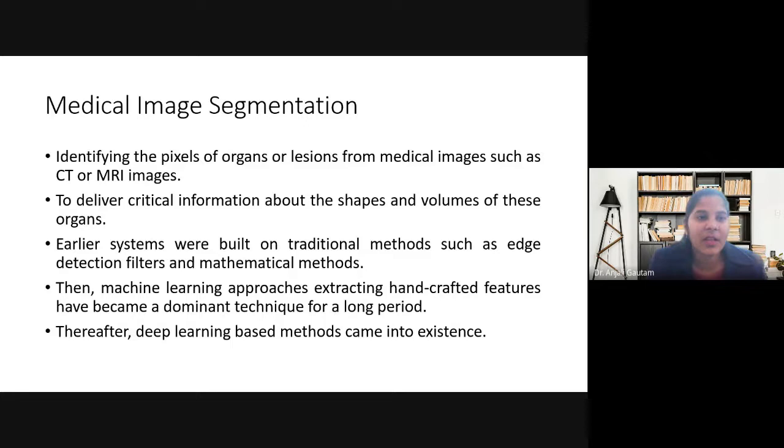So now that is medical image segmentation. As I said, we are finding out the problem inside the body, that is, identifying the pixels of an organ or the lesions from medical images such as CT or MRI. It helps in delivering critical information about the shape and volume of these organs, that is, how big your tumor is and all those things. So earlier, in case of image segmentation, people used to make use of edge detection methodology, thresholding methods, and morphological operations.